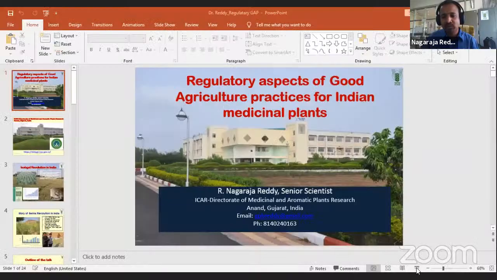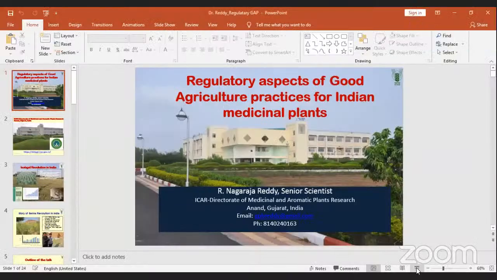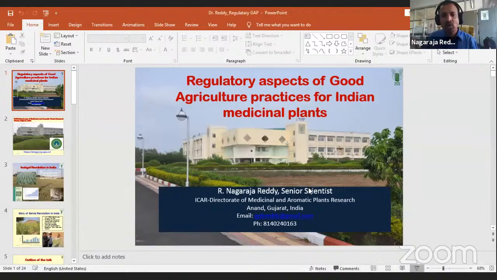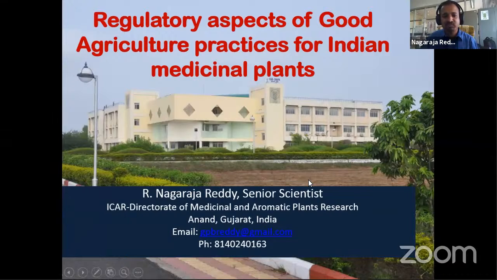So in this session, maybe of 55 minutes or so, I'll briefly introduce different aspects of good agricultural practices for Indian medicinal plants, especially the regulatory aspects. Also, I will be touching on it.